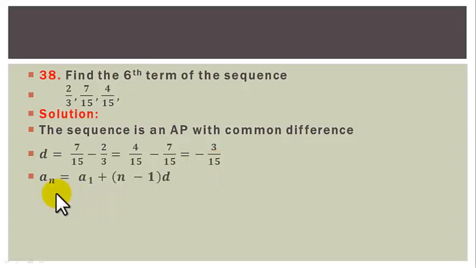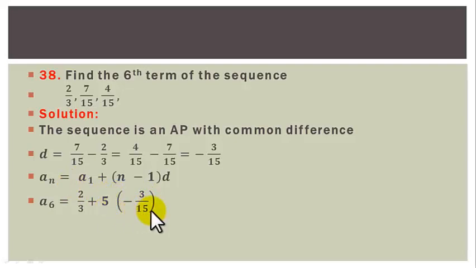We recall that the nth term of an AP is given by a_n equals a_1 plus n minus 1 times d. So therefore, to find the sixth term, we put n equals 6, a_1 equals 2 over 3, that's the first term, and the common difference d is minus 3 over 15. So this will give us a_6 equal to 2 over 3 plus 6 minus 1, which is 5, times the common difference, which is minus 3 over 15.